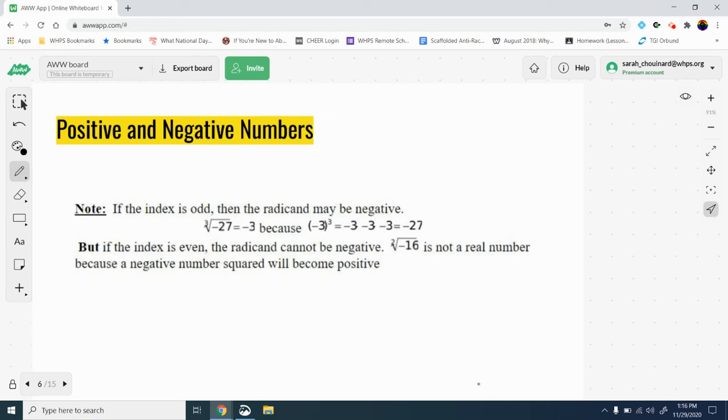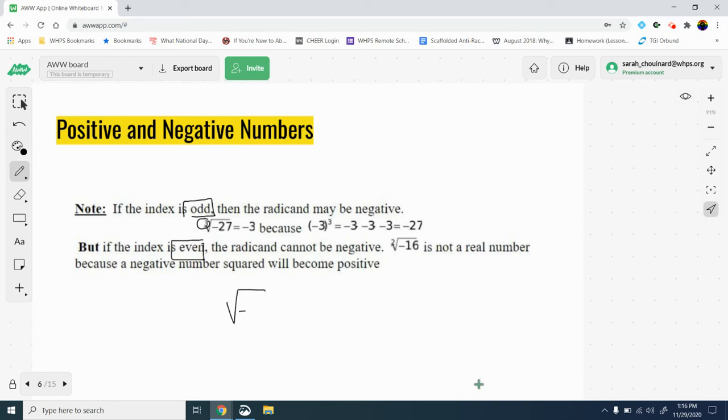Just a quick note about positive and negative numbers. When the index is odd, we can take the odd root of a negative. So for instance, the cube root of negative 27 is negative 3, because negative 3 times negative 3 times negative 3 equals negative 27. But if the index is even, the radicand, the number inside the radical, cannot be negative.